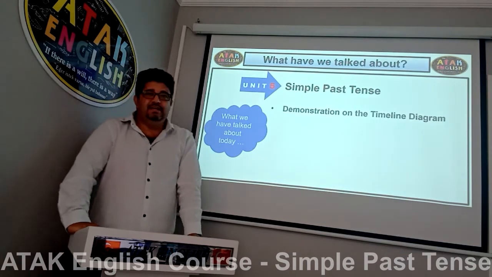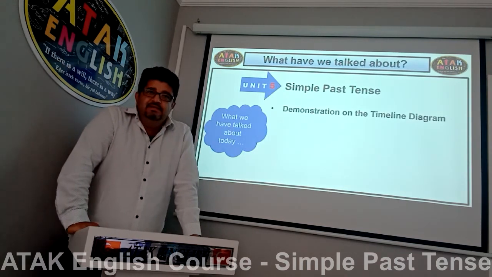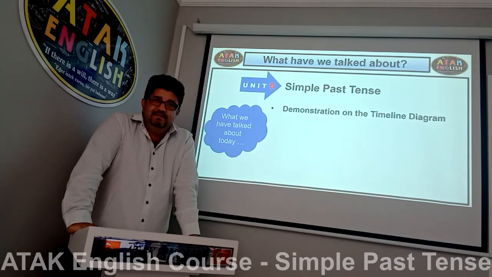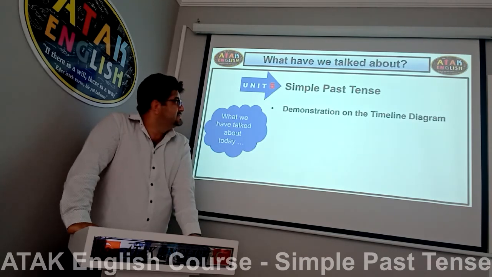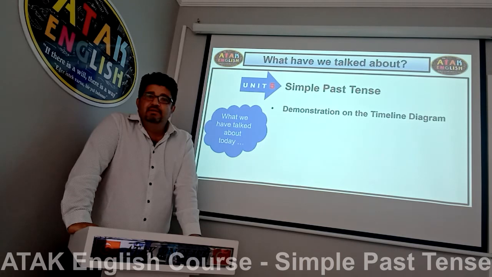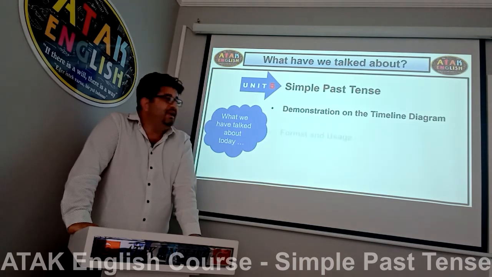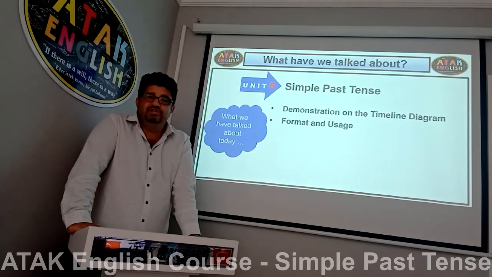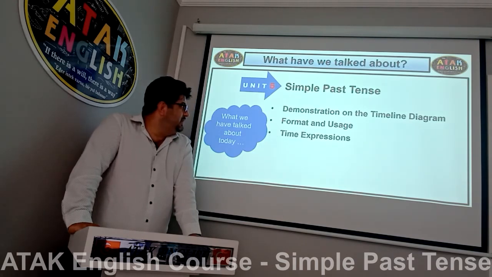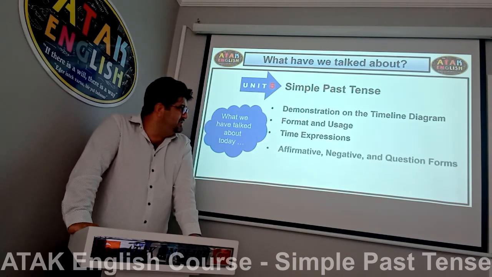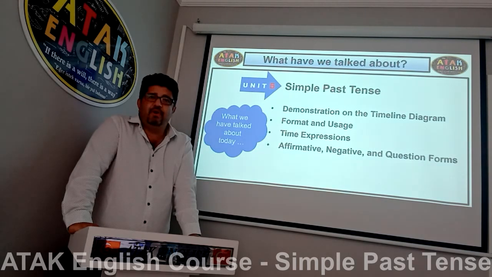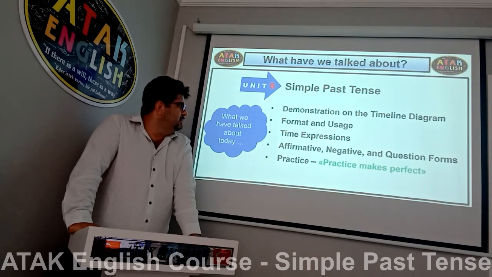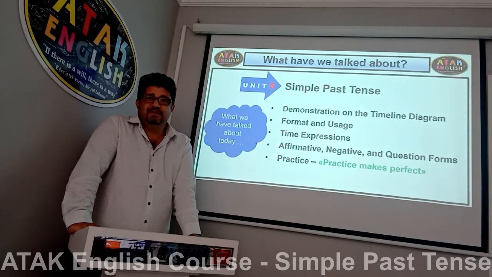And finally, we talked about simple past tense in this class. We talked about it, showing it on the timeline diagram. We touched on its format and usage and showed how to use it properly. We talked about time expressions, affirmative, negative, and question forms, and finally we did some practice, because practice makes perfect.